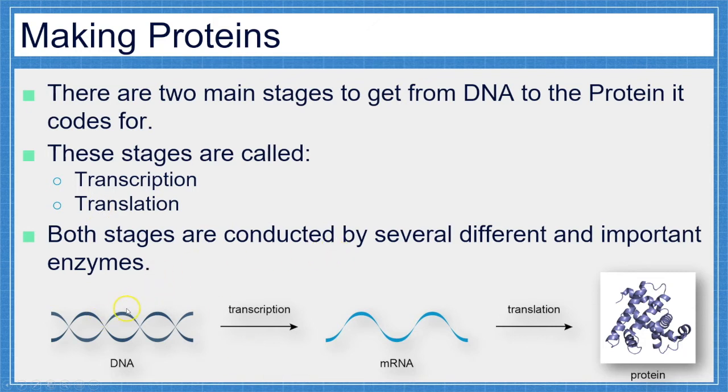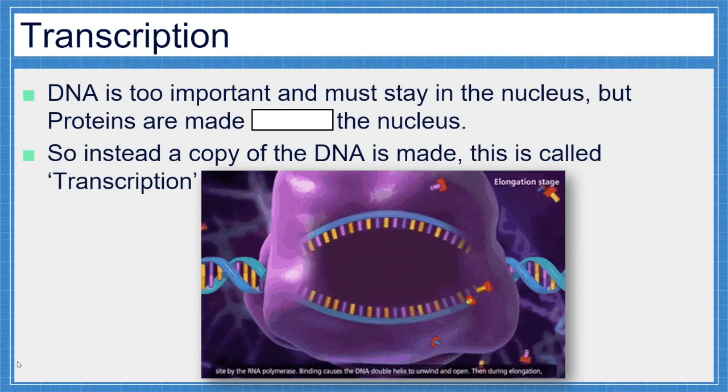We start with DNA, that gets transcribed and a copy is made, and the copy is in the form of something called RNA, specifically mRNA. Then that copy is taken outside of the nucleus and it gets translated and converted into a protein. That's the general overview of how we make a protein from DNA. But we're going to dig into that in a little bit more detail. So let's start with transcription.